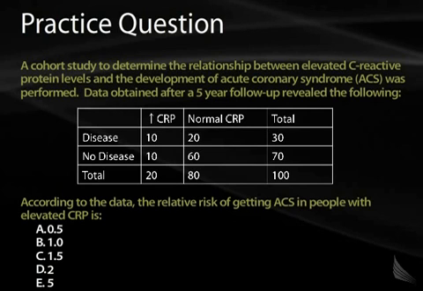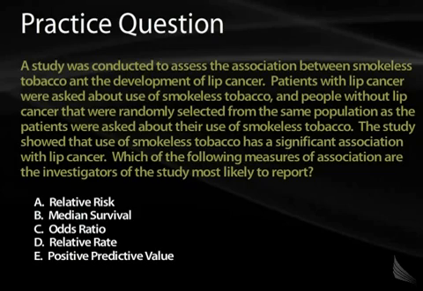So the incidence of the disease in those with elevated CRP would be 10, the number of people in that group who have the disease, over 20, the total number of people who were exposed, that is, had high CRP. The incidence in the normal CRP group would be 20, the number of people who have the disease, over 80, the total number of people in that group. So the relative risk would be 0.5 over 0.25, and 0.5 over 0.25 is a relative risk of 2. Next practice question.